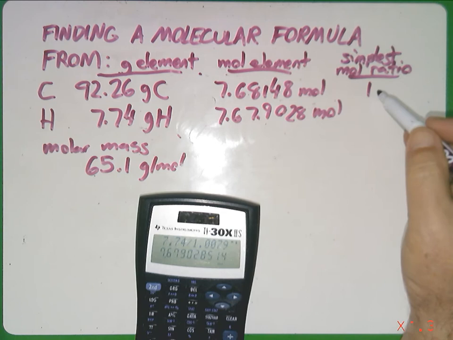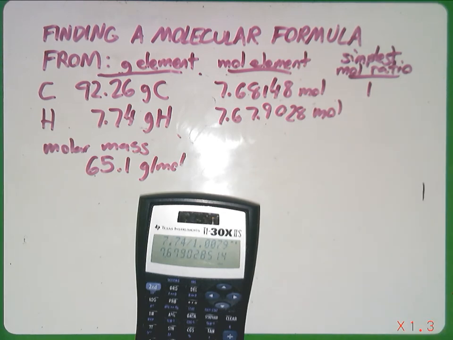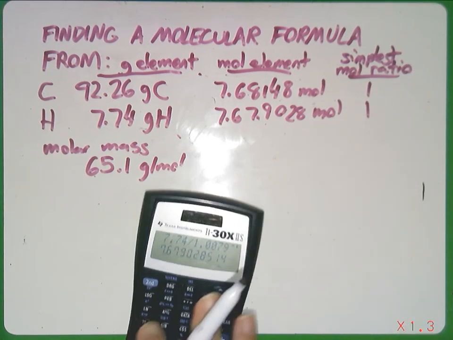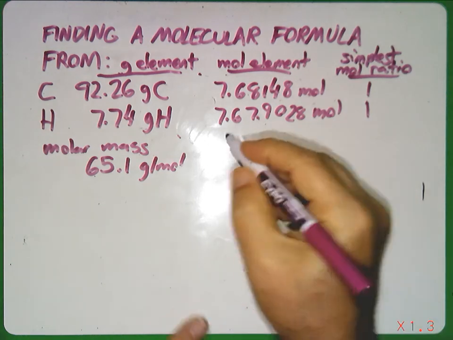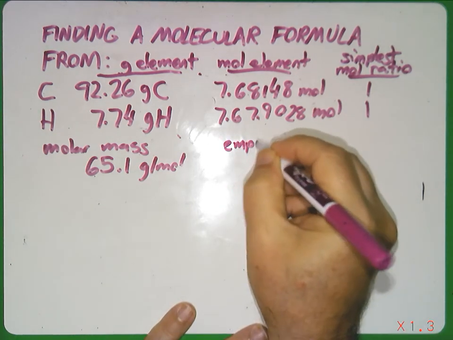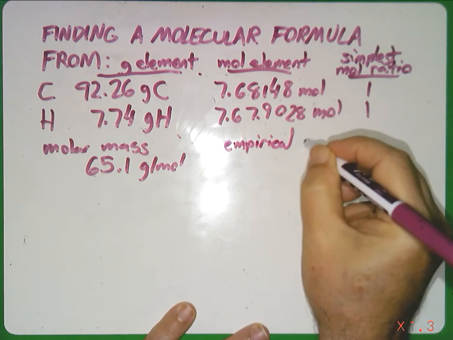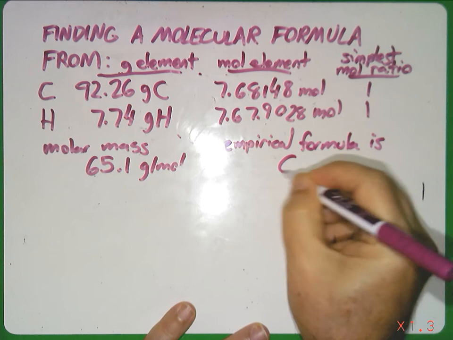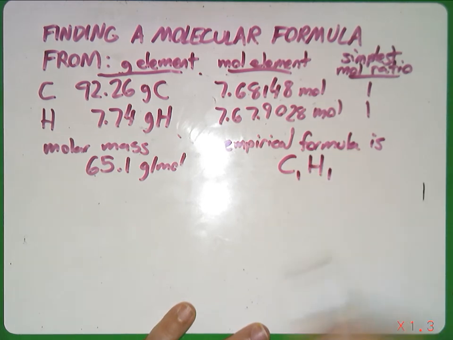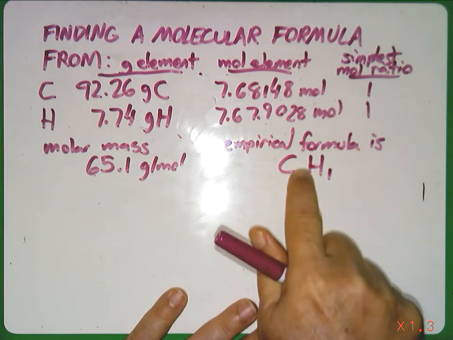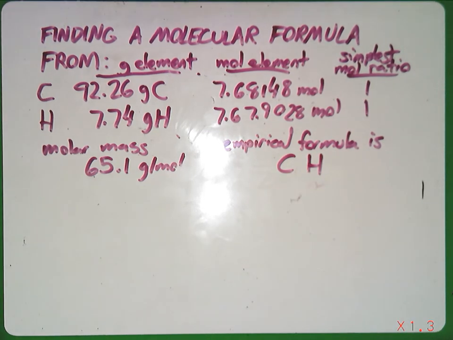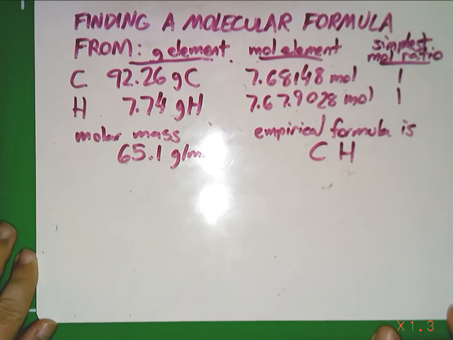And I know this is going to come out to be either an integer or a simple fraction. So it's okay if I do that. And if I divide this by itself, I'm going to get 1. So what that means is my empirical formula is C1H1. Of course, we don't write in the ones. If there's no subscript, that means that there's a 1 there, understood. Okay, so there's my empirical formula.